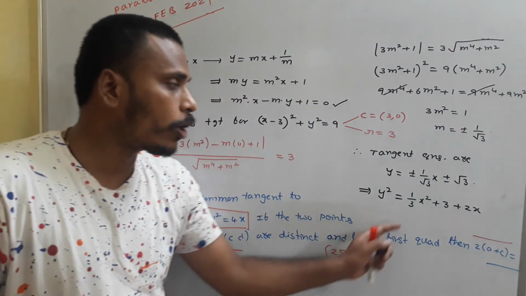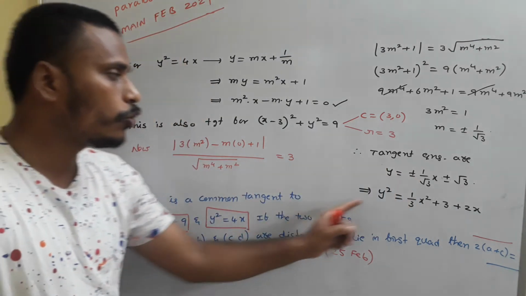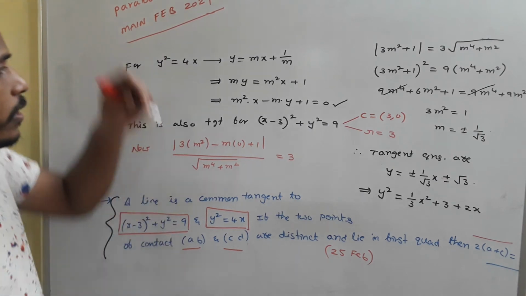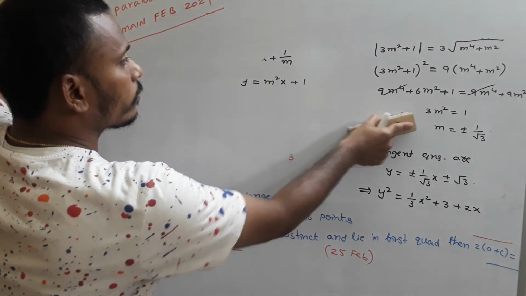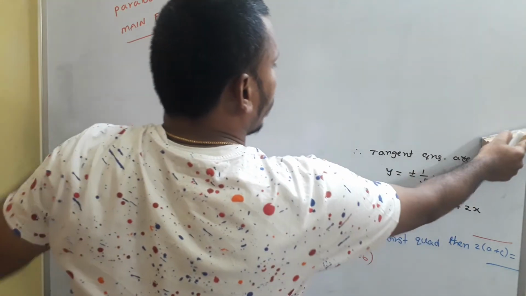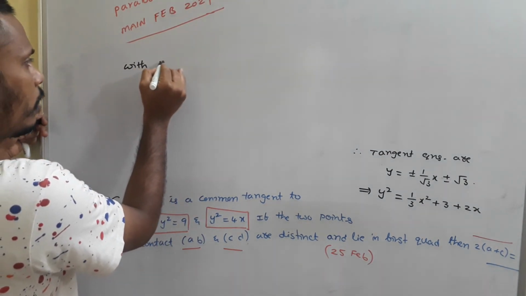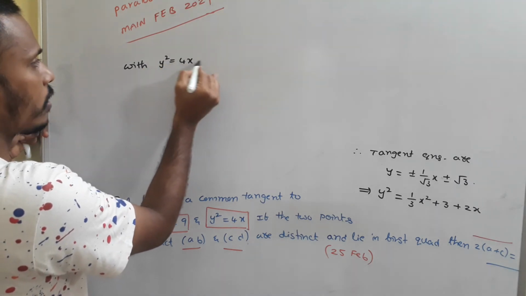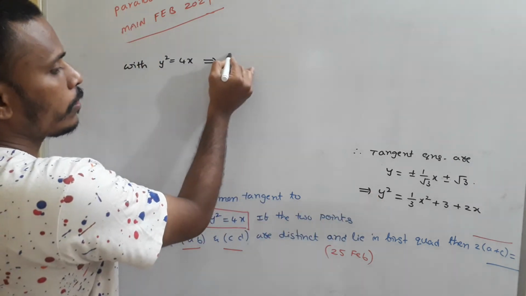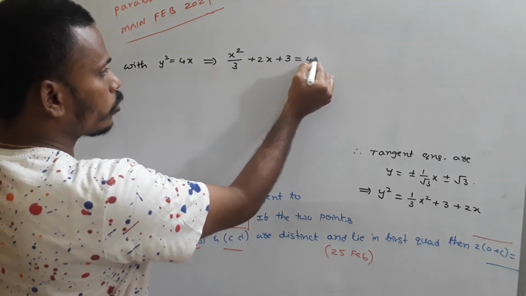Since we are calculating the point of contact with the line for the parabola as well as with the line for the circle, use this y square here to get x, and use this y square there to get x. Okay, I am erasing this for the space concern. Now we need just this tangent equation with the parabola y square equals 4x. So replace y square with 4x here: x square by 3 plus 2x plus 3 equals 4x.